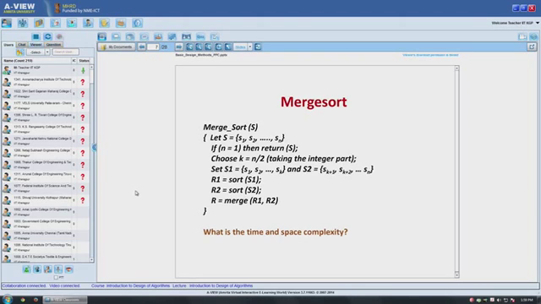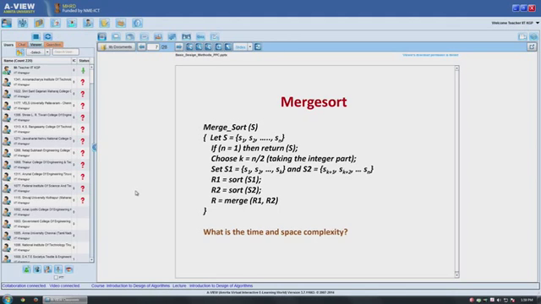Otherwise, we decided that we will break it up into the middle, because that leads us to order n log n complexity. We sort S 1, we sort S 2, and then we merge R 1 and R 2. The result of sorting S 1 gives R 1, the result of sorting S 2 gives R 2, and then we merge R 1 and R 2. Now, after doing this analysis, we know that the time complexity is order n log n.